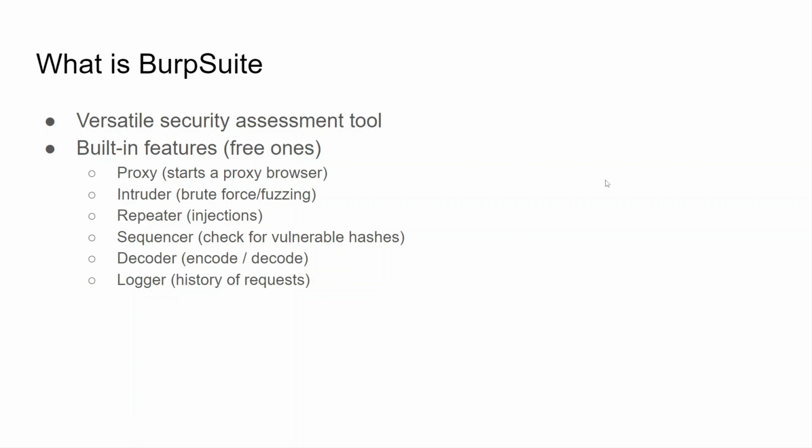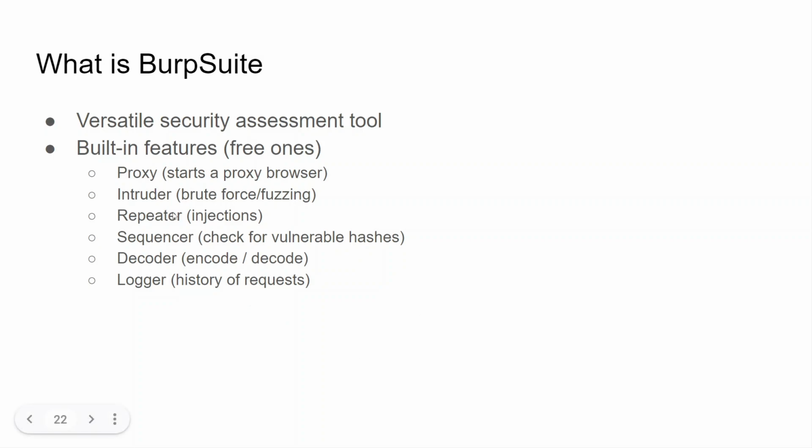And then you have the intruder. This is used for brute forcing, like brute force logins or fuzzing. Then you have the repeater, which is for specific injections. Then you have the sequencer, which checks for hash vulnerabilities. It tries to see if there's some sort of pattern with the hashes, so you can abuse that. Then you have the decoder. It can encode and decode, kind of like CyberChef, which we reviewed before. And then logger, which is just a history of your requests. Then you can repeat those requests again.